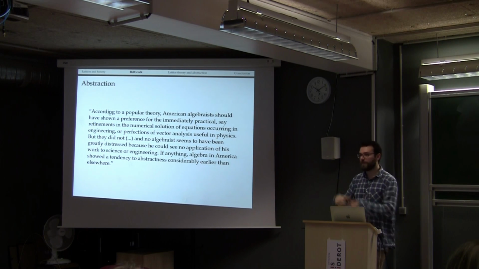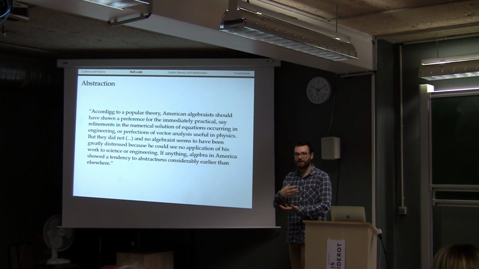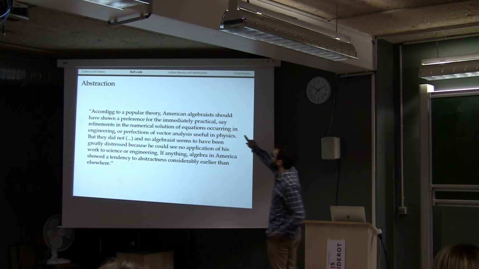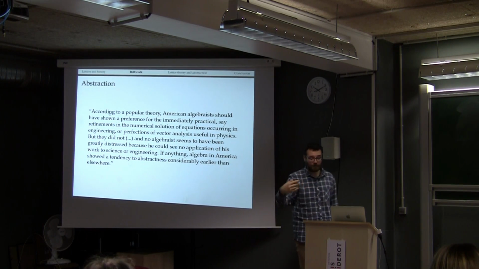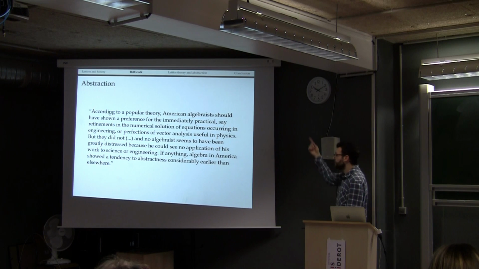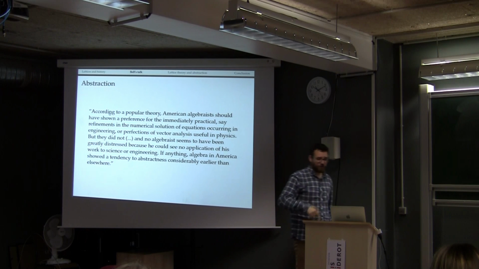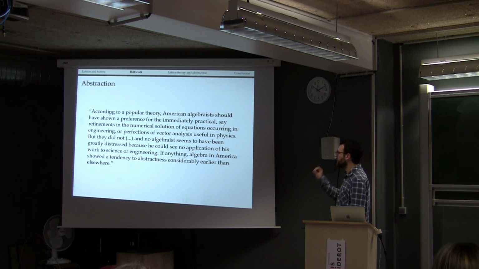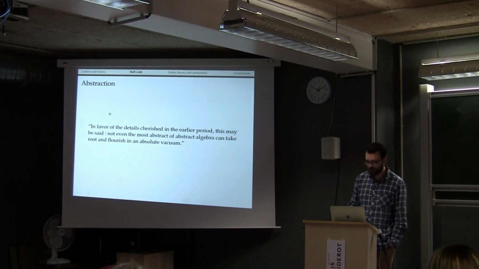And of course, because of the context of the talk, he is also saying that this kind of abstraction is kind of an American feature. Okay, so here he's also opposing abstraction to practical mathematics, such as solution of equations for engineering or mathematical physics, but he's saying that, if anything, algebra in America showed a tendency to abstractness considerably earlier than elsewhere. So abstraction is both opposed to practical and is an American feature.